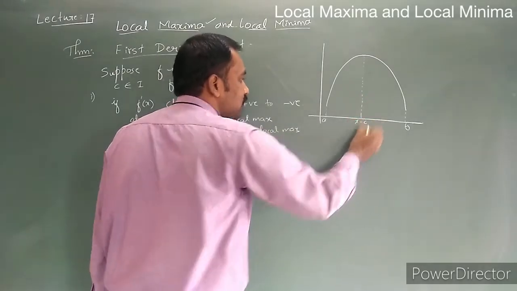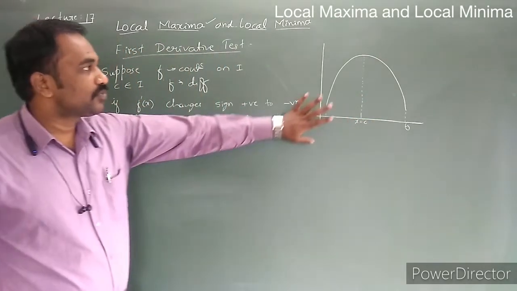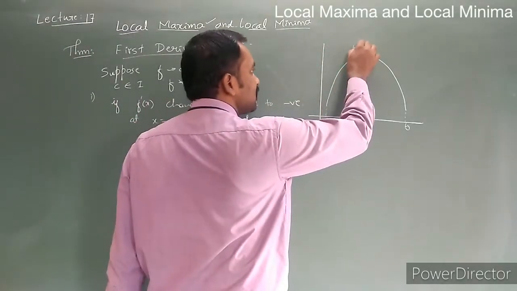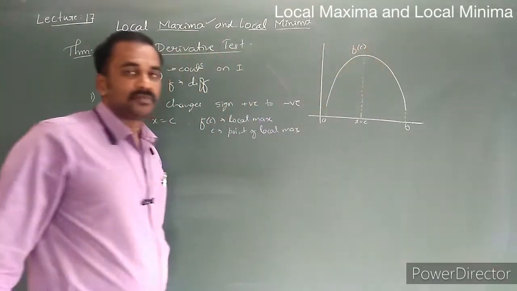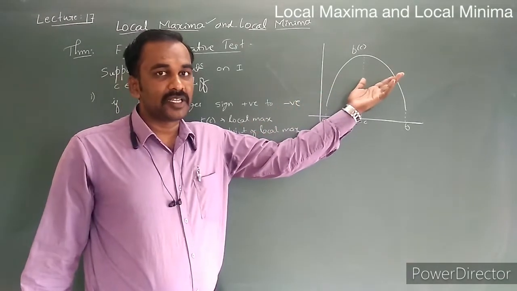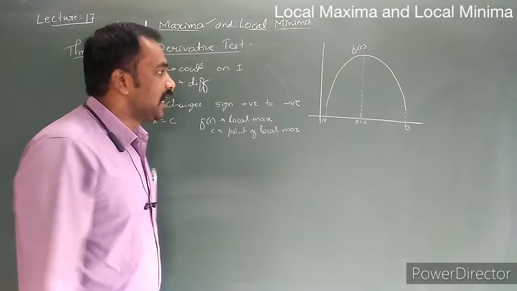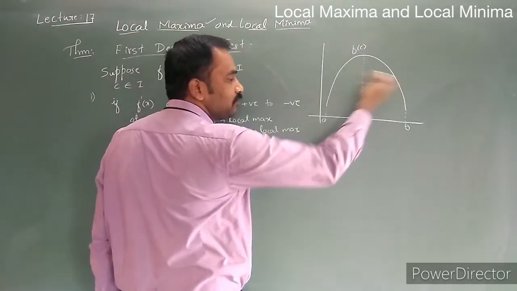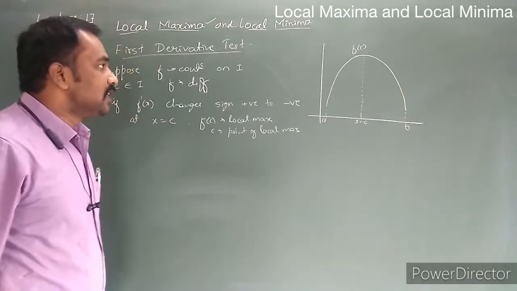This is x equal to c. At c, we can easily say that this is the maximum value. f of c is the maximum value, f of c is greater than f of x. By the definition we already know for local maximum and local minimum, at x equal to c it is the maximum value as compared to the other values of f of x.